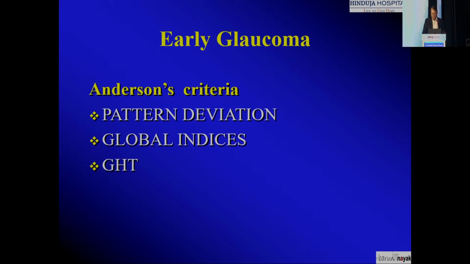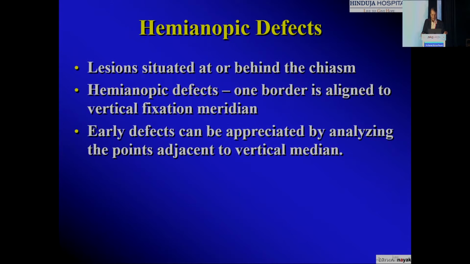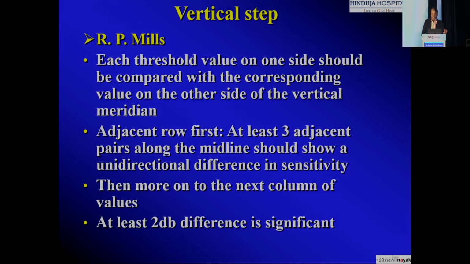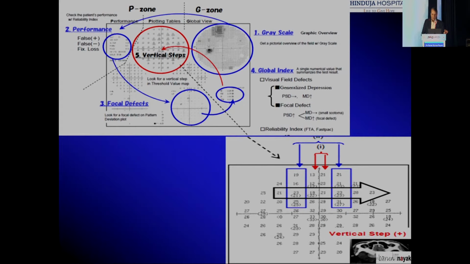And we always discuss Anderson's criteria for early glaucomatous defect. I'll not go into detail, but hemianopic defect, early defect, we should not miss. Sometimes we may erroneously treat neurological patients with anti-glaucoma medication, and the patient loses sight in due course.